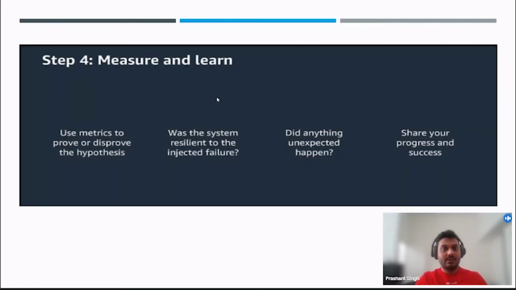And the last step is measure and learn. Use your metrics to prove or disprove the hypothesis. Was the system resilient to the injected failure? You have to ask these kinds of questions. Did anything unexpected happen? And then share your progress and success, and repeat.